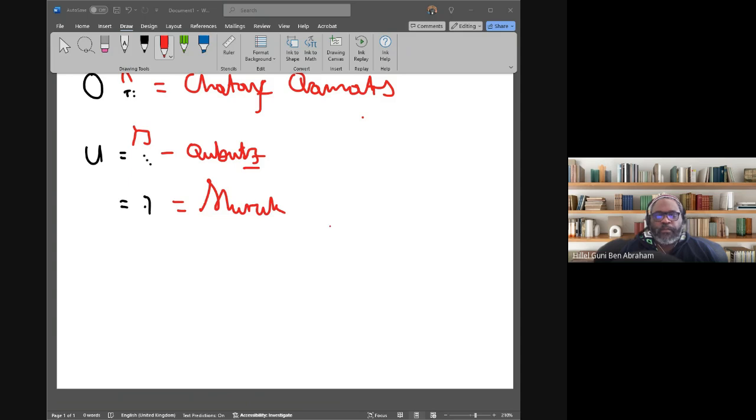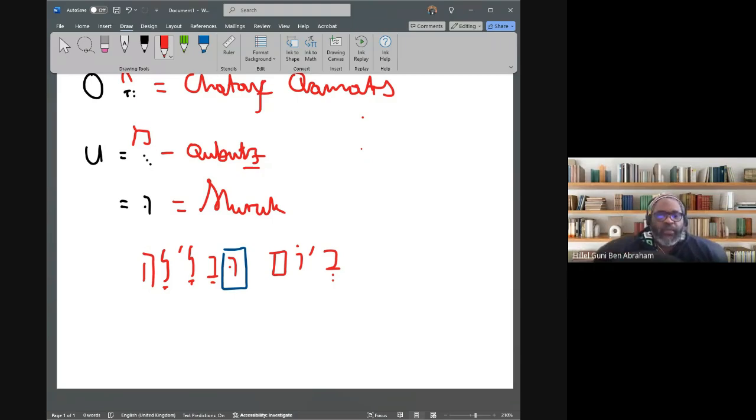For example, if we write beyom, u, uva, laila, does somebody know what beyom, uva, laila means? Day and night. Exactly, day and night. So we have beyom, there's our cholem, u, the laila, day and night.